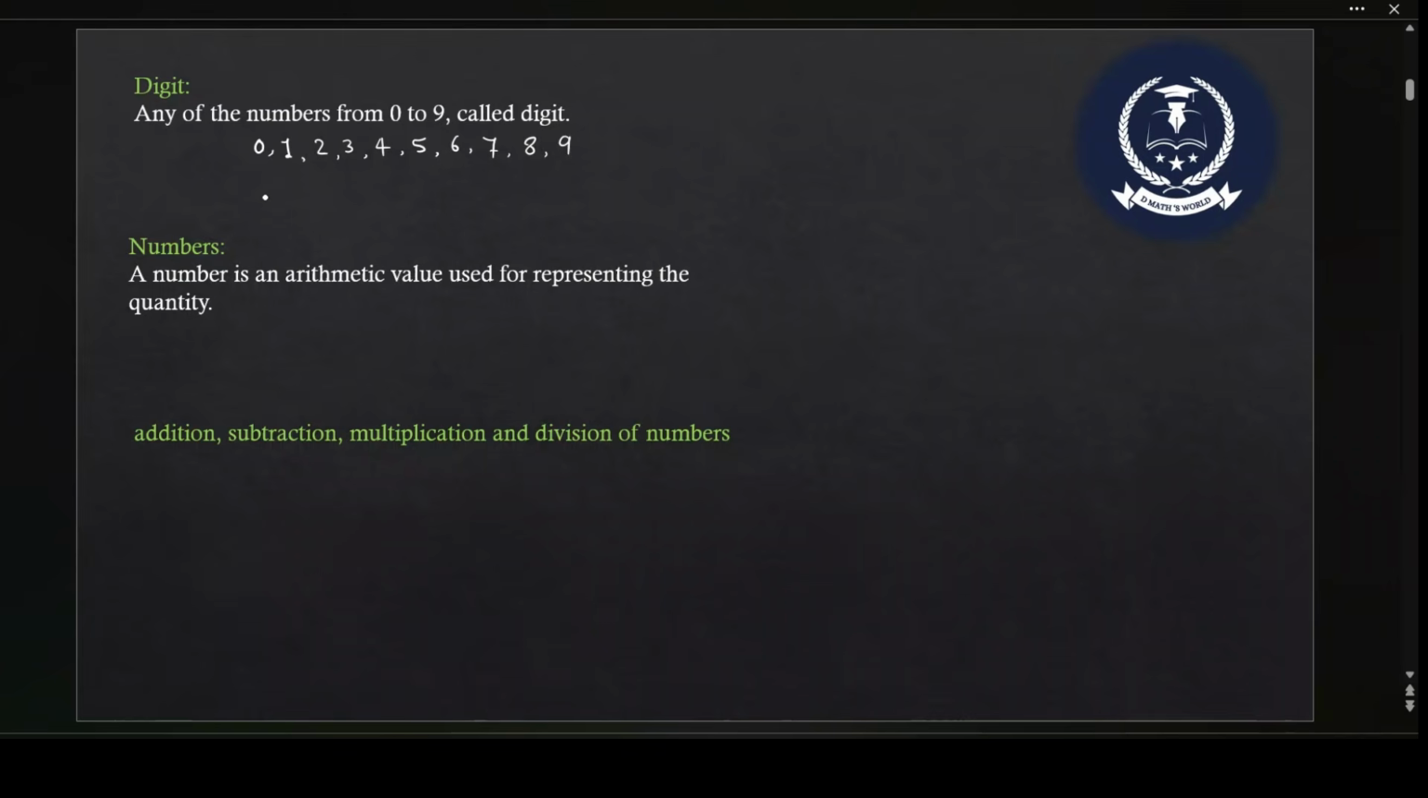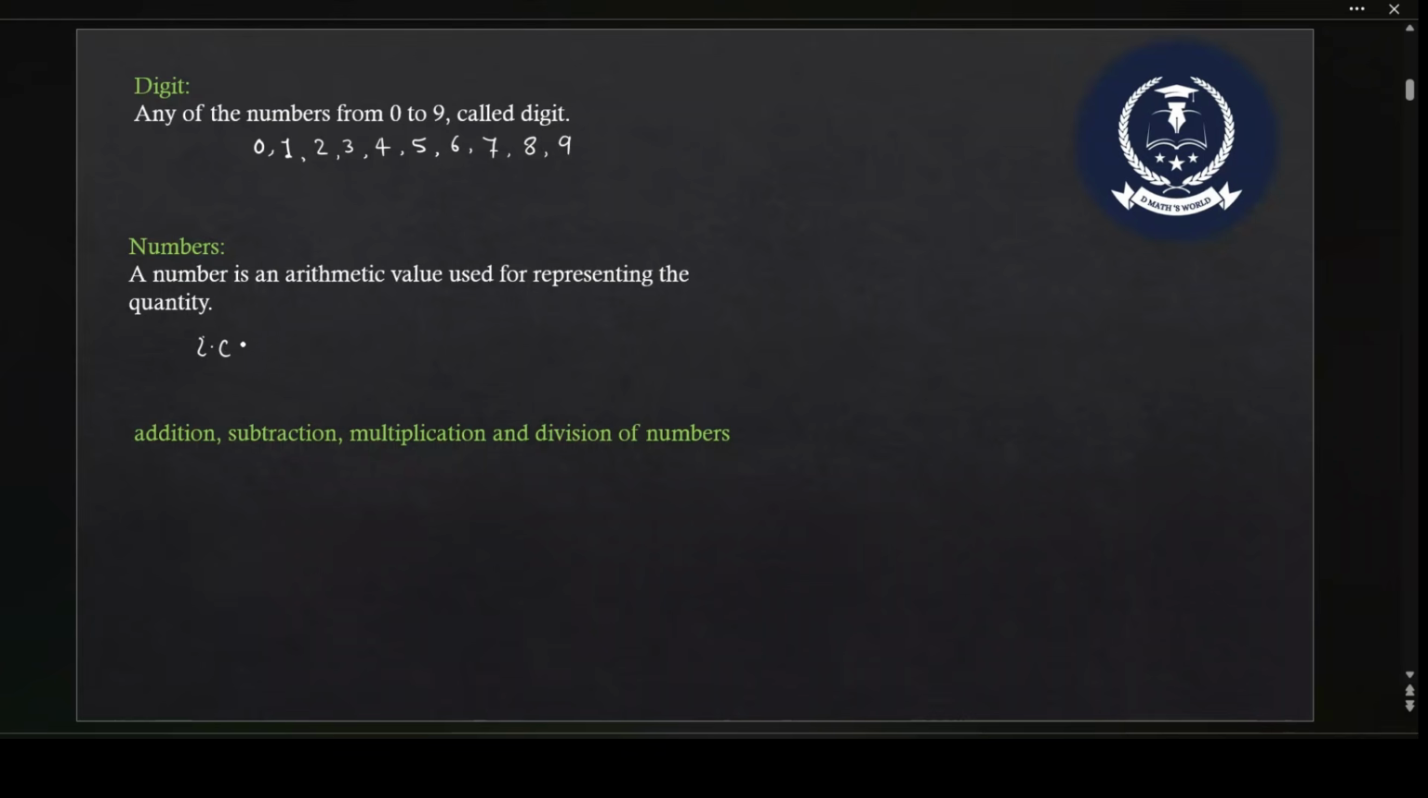Okay. Now I'm coming to numbers. A number is an arithmetic value used for representing a quantity. So we can say it here: 0, 1, 2, 3, 4, 5, 6, 7, 8, 9, till infinity. Okay.